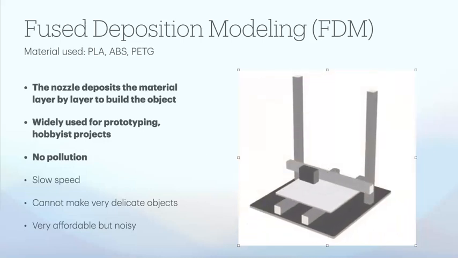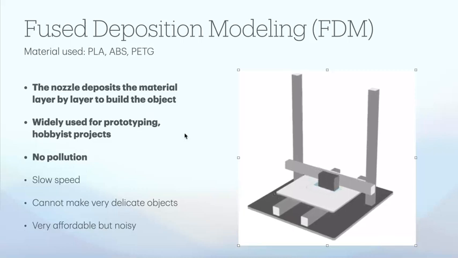So the nozzle usually deposits the material layer by layer to build a project, and is widely used for prototyping or DIY projects. It has no pollution, but it's kind of slow and it cannot make very detailed, complicated, complex objects. But it's very affordable to own, and the materials we use are also cheap.